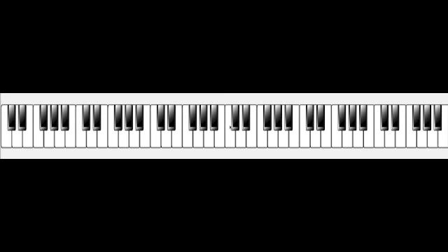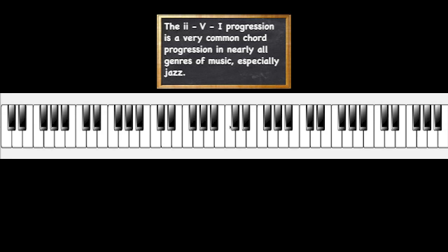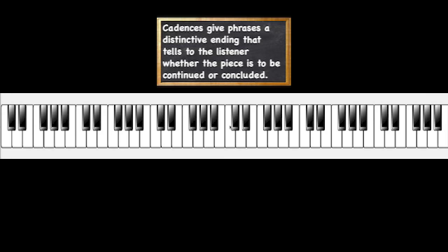thenakedkeyboardist.com. Today, I want to talk about the 2-5-1 progression. Now, the 2-5-1 progression is a very common chord progression in nearly all genres of music, especially jazz. And it's a cadential chord progression, which means that it creates a sense of resolution or finality.